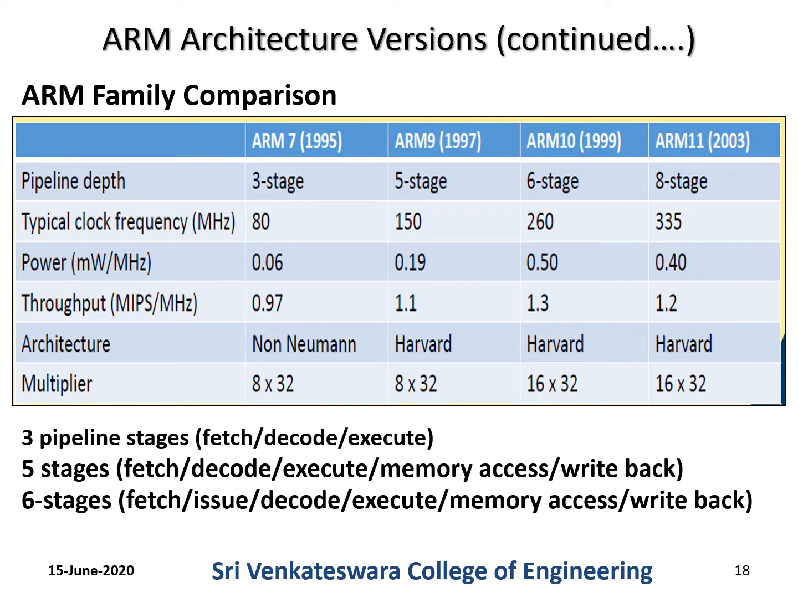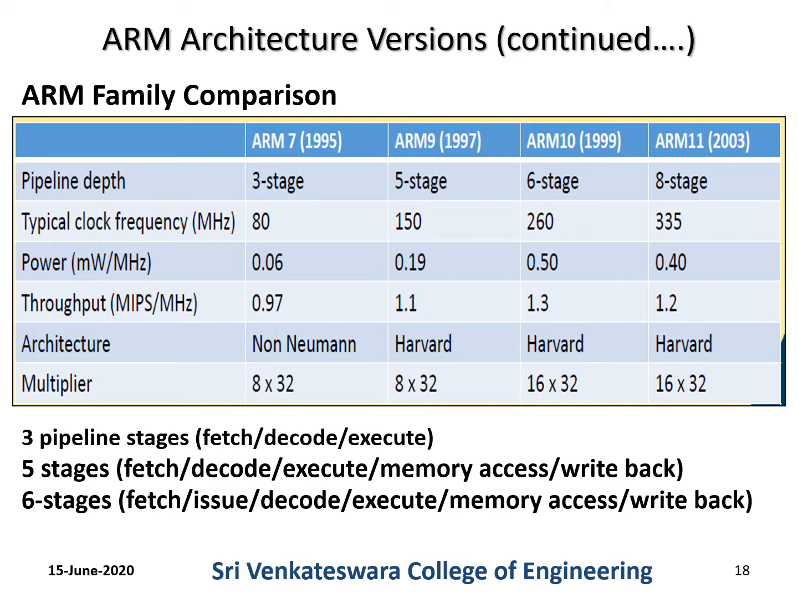As the number of stages in the pipeline increases, the number of instructions executed also increases because of the clock frequency increase. Then, comparing with respect to power, ARM 7 and ARM 9 consume very little power compared to ARM 10 and 11. Between ARM 10 and 11, there is no significant difference in power, but with respect to clock frequency, there is a drastic difference.